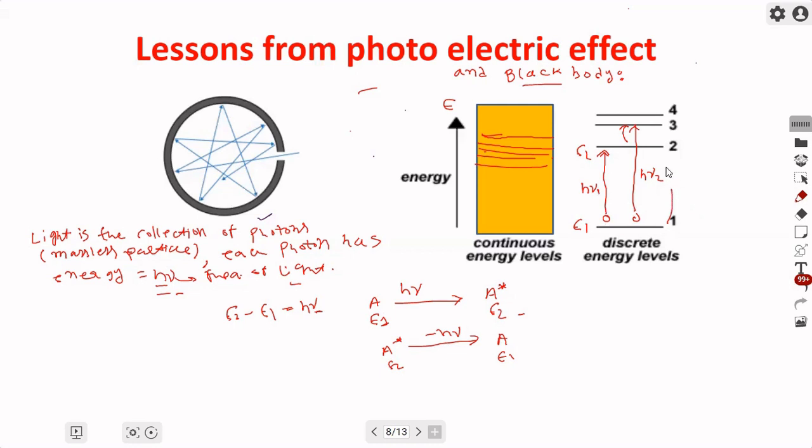To push the particle from 1 to 4, we need the energy h nu 3 amount. Definitely here, h nu 3 is greater than h nu 2, which is greater than h nu 1, as the energy gap is increasing. And we have seen the energy gap is equal to the energy of the photons that it absorbed.